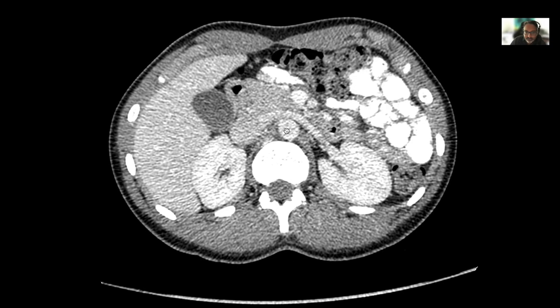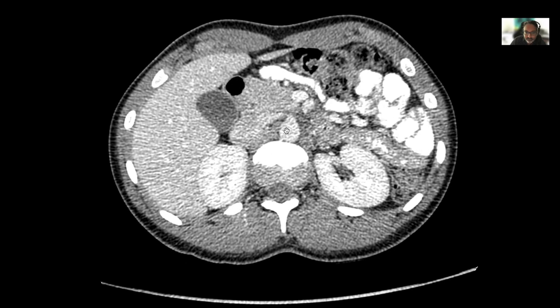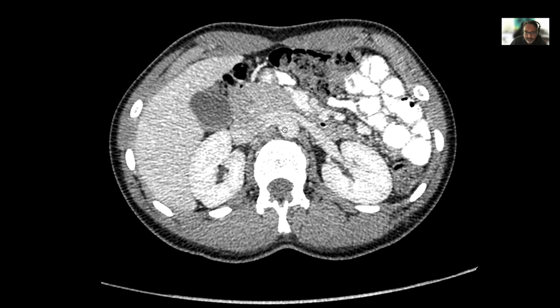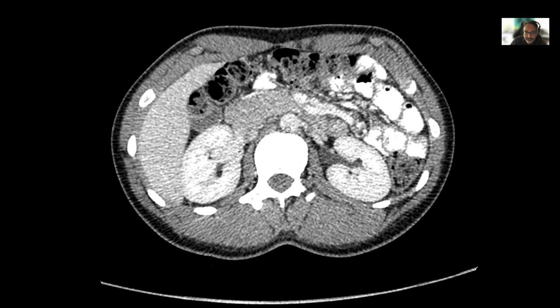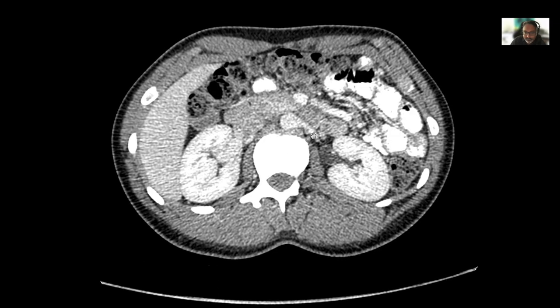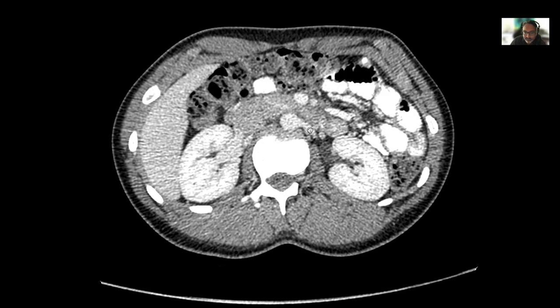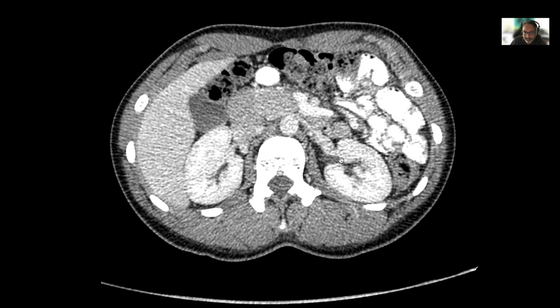If we keep going further down, you'll see the left renal artery. Oh, we're going up. Sorry, I'm going the wrong way. That's the right renal artery. Let's keep going further down. And here, you see that? That is the left renal artery. You can see if you can follow it from the kidney to the aorta. That's the left renal artery.